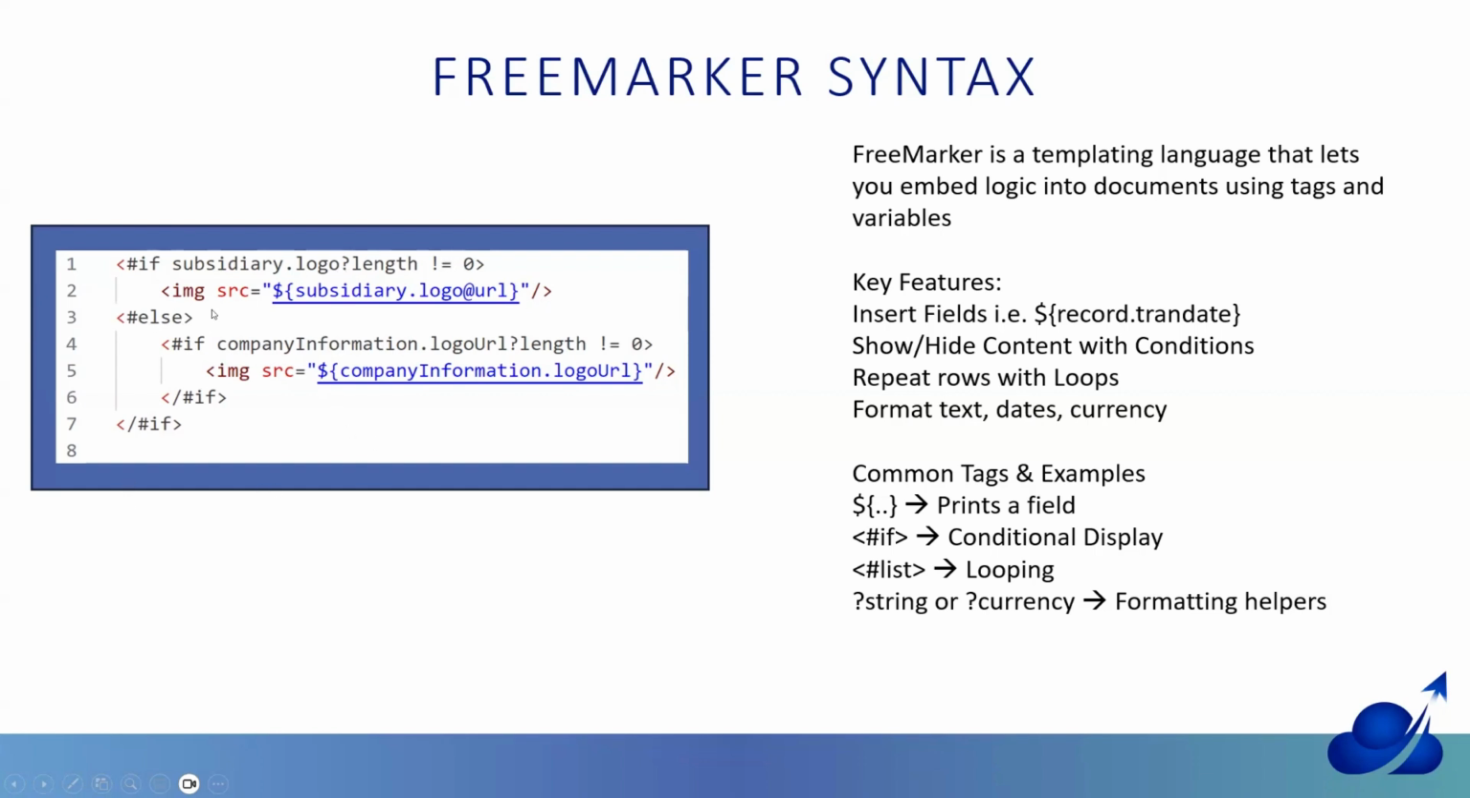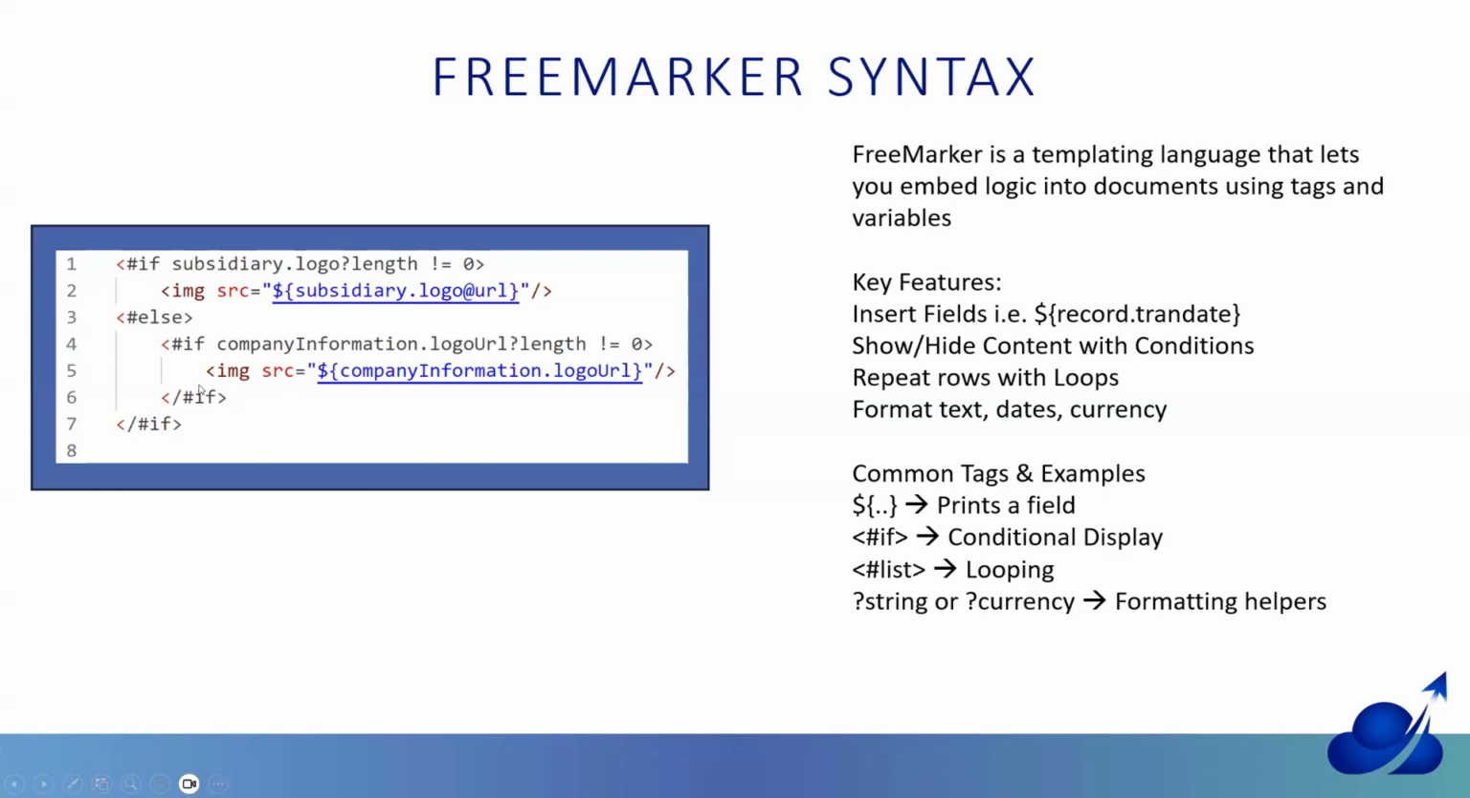The conditional piece here is the else. So it's basically saying if the subsidiary logo does not have a value, it doesn't exist, then we want to go and print the company information logo. So think of the logo that appears in the top left corner of your NetSuite. This is our conditional. So if this is happening, do this, else we want to look to this and then do something else.